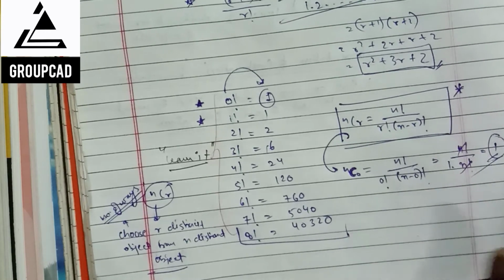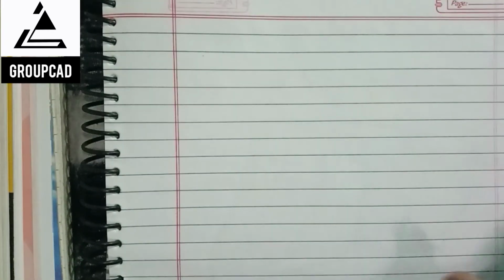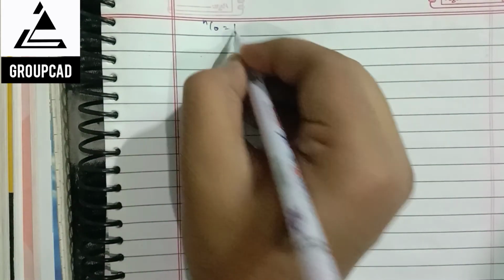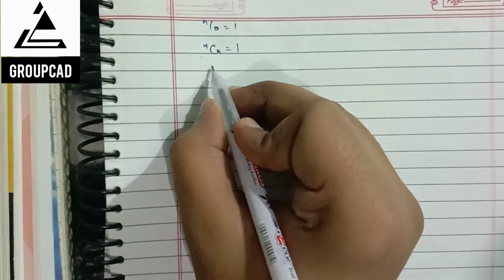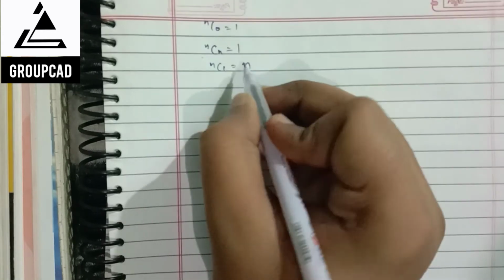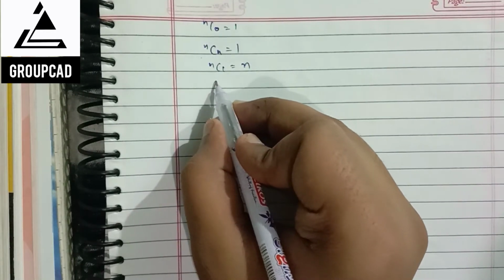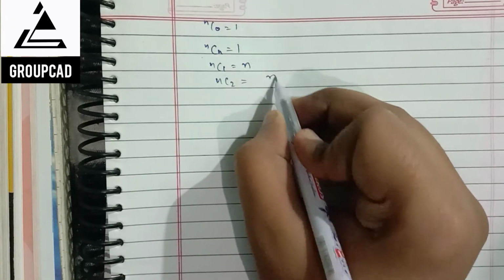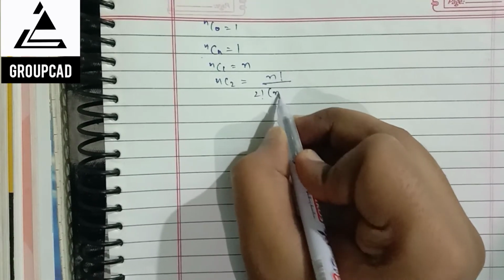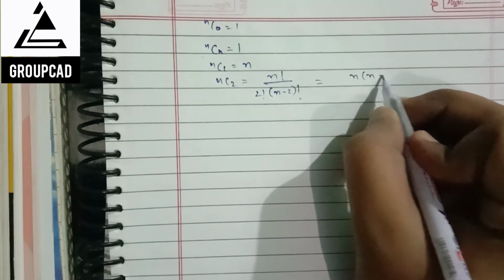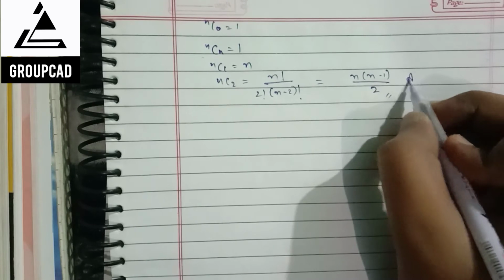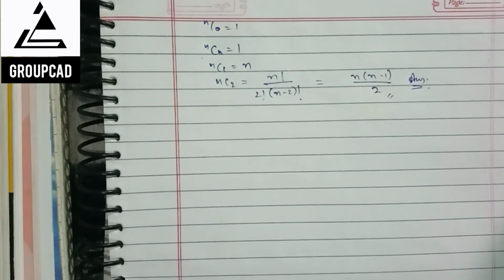So some important terms actually. nC0 is 1, nCn is also 1, you can solve it at home. nC1 is equal to n. nC2, we can solve it as n factorial over 2 factorial and n minus 2 factorial, so if we solve it we will get n into n minus 1 upon 2. This is the answer. You can solve it, it is very easy.